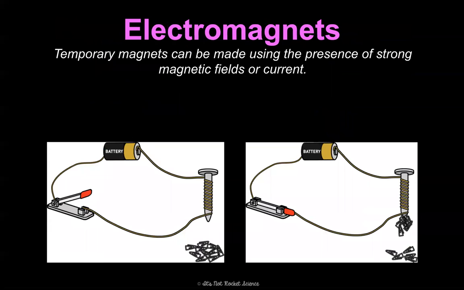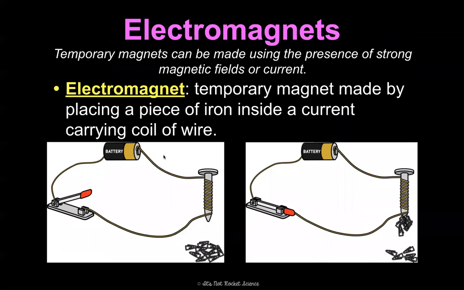Electromagnets, you all are pros at this now. You made them yesterday, although one of them didn't work. Temporary magnets can be made using the presence of a strong magnetic field or a current, an electric current. So you can see right here, an electromagnet is a temporary magnet made by placing a piece of iron inside a current carrying coil of wire. Exactly what we did yesterday.